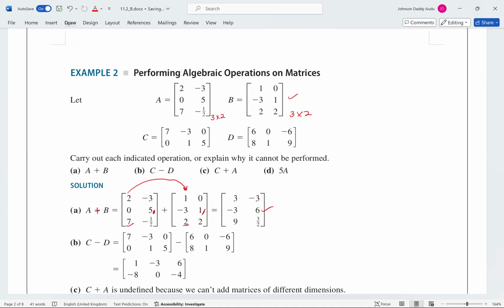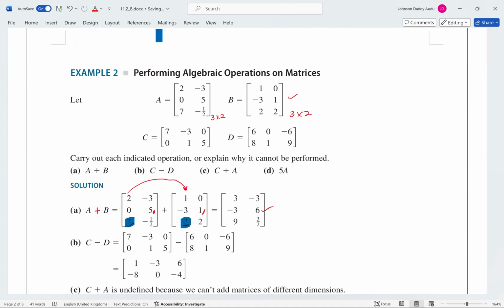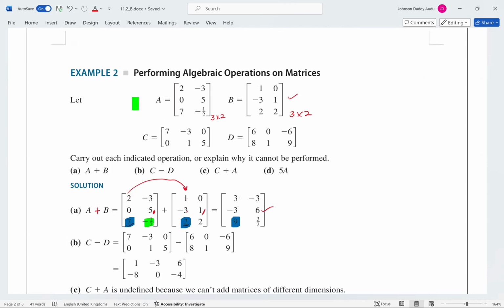will give us what? Let me just highlight one or two of them. For example, 7 plus 2 will give us 9. And if you look at this, minus half plus 2 will give us 3/2. So this is continuous. Right? Now, this is how we do addition.